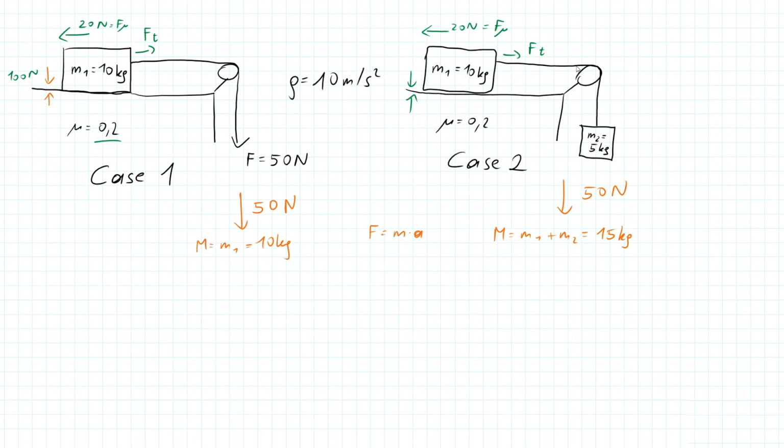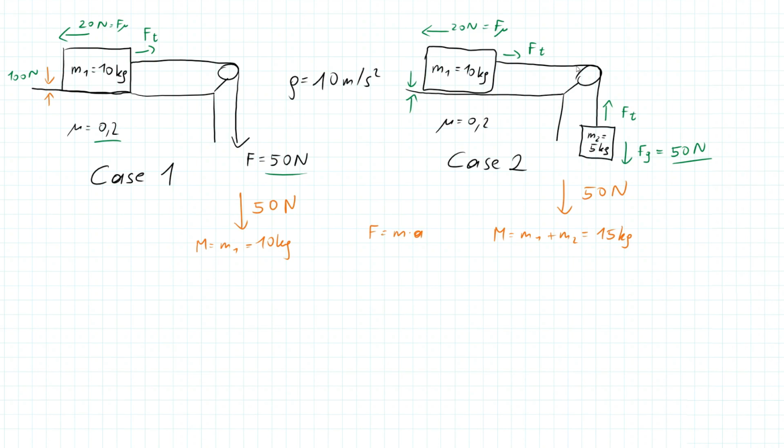And of course the string pulls with the same force at the mass m2, and this time the force is pointing upwards. The tension in the string is what keeps the mass m2 from falling to the ground as if it were completely free, because there's obviously also a gravitational force acting on the mass m2, and that's equal to 5 kilograms times g equals 10 meters per second squared, so that's 50 Newton. Which is the reason why you could think that these situations are the same, but they're actually different, as we're going to see right now.